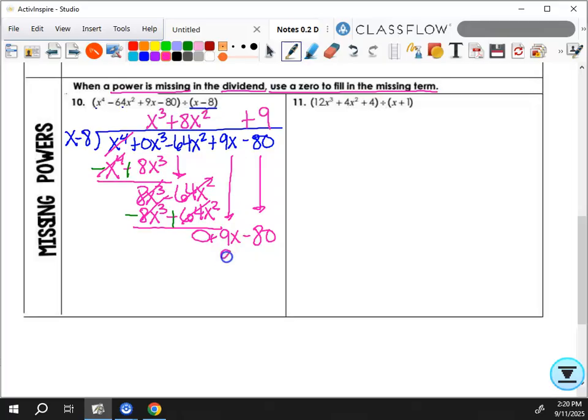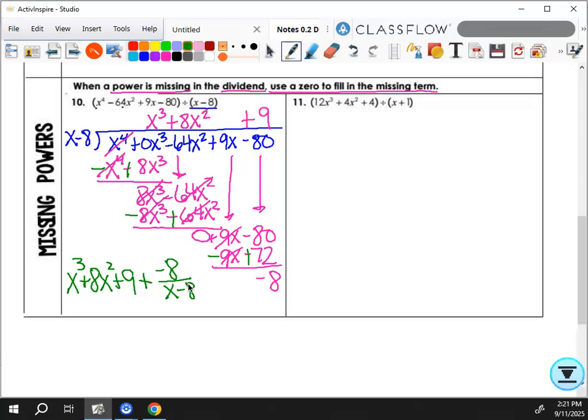Multiply it back. I'm going to get 9x minus 72. Change the signs. And then I get negative 8 right there. So then my answer is x cubed plus 8x squared plus 9. I don't have to have a placeholder in my answer because that would look ridiculous. I mean, you could, it's not wrong, but you're not going to see it that way. And then plus my remainder, which is a negative 8 over x minus 8.